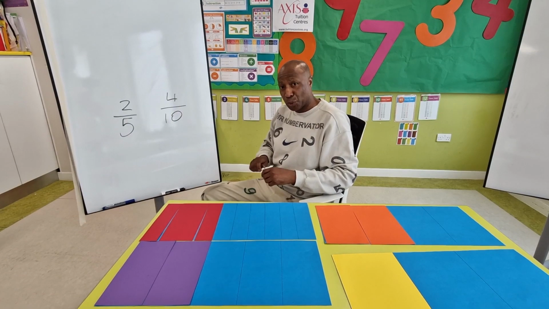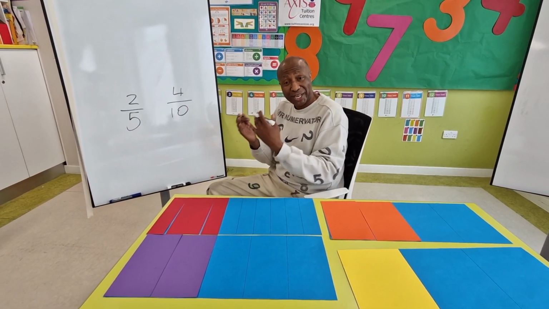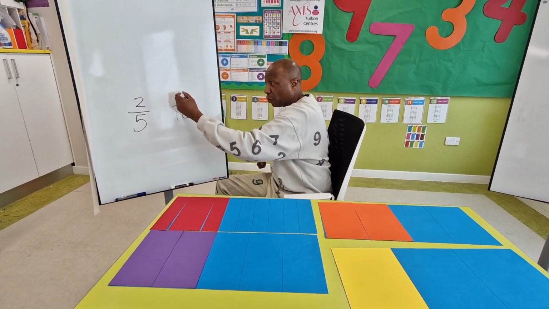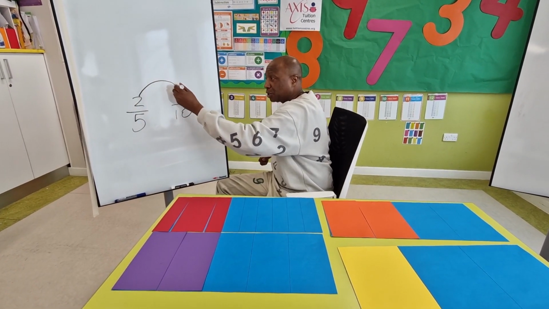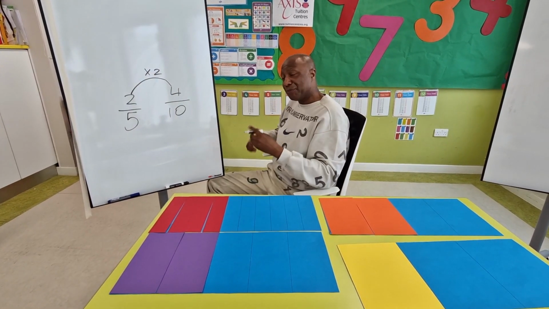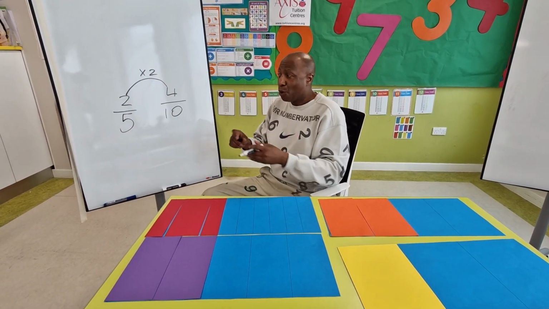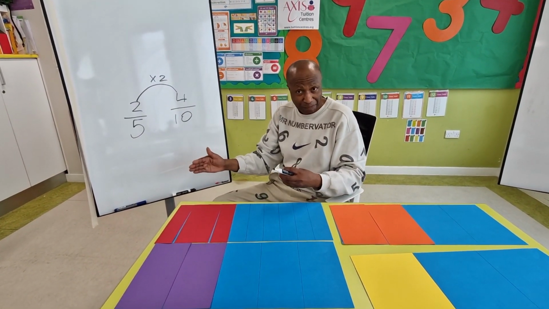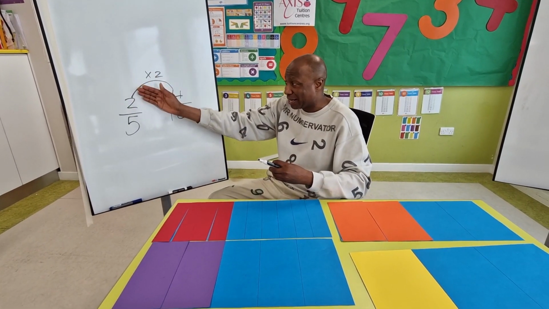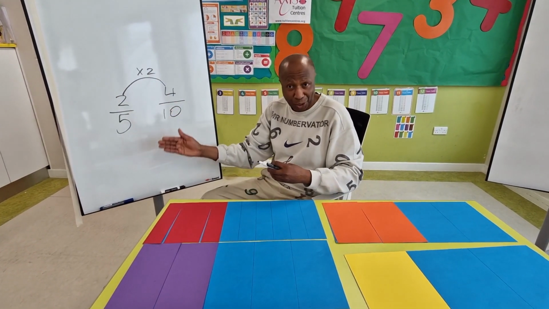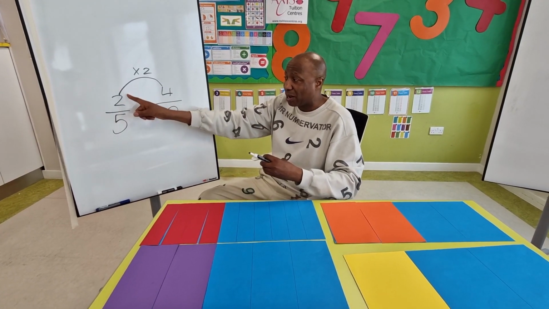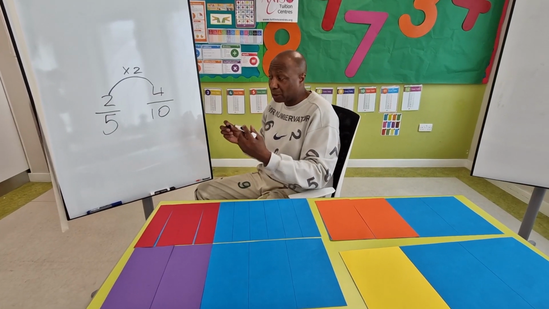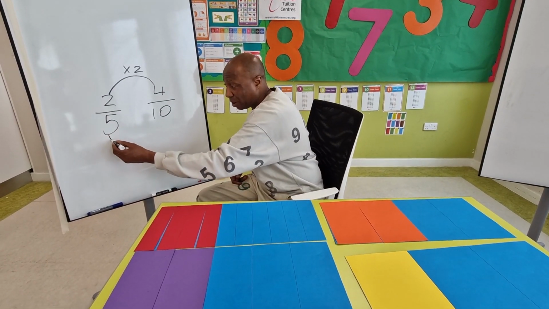And on the whiteboard here, let me show you what we can do to prove that. To get from 2 to 4, I'm going to multiply by 2. And the rule that we have in maths is whatever we do to the top, we do exactly the same to the bottom. Whatever we do to the numerator, we must do the same to the denominator. So if we've multiplied this numerator by 2 to make 4, we also have to multiply this denominator by 2.